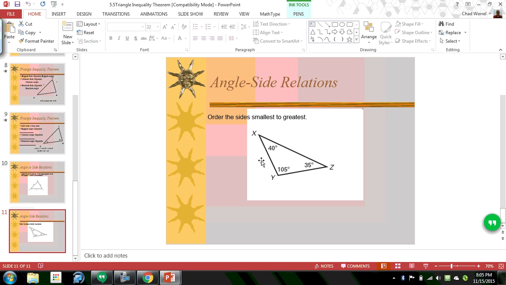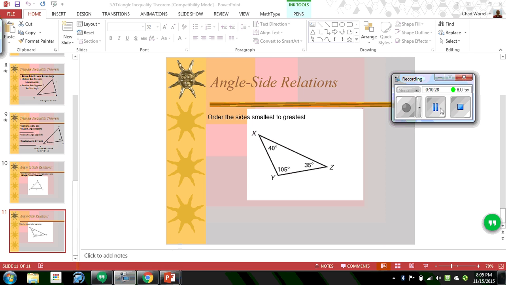All right, that concludes this lesson. So hopefully you have an understanding of how to order the sides and the angles based off of their measurements. And hopefully you also have an understanding of the side measurements and what can actually make a triangle and what can't make a triangle.